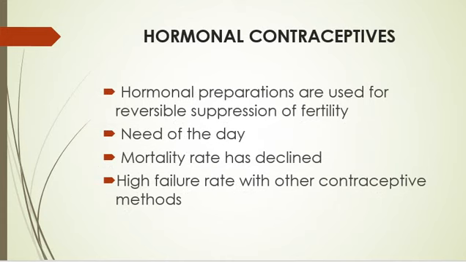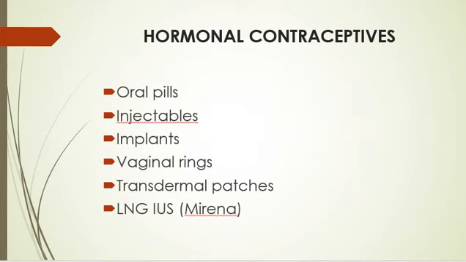Hormonal contraceptives are very popular worldwide. They are the preparations used for reversible suppression of fertility. Since there are many advantages of hormonal contraceptives, after they had become popular, the mortality rate has declined considerably in women because of the decrease in the maternal mortality rate. And other contraceptive methods have got a higher failure rate as compared to hormonal contraceptives, and that's why this contraceptive is quite useful.